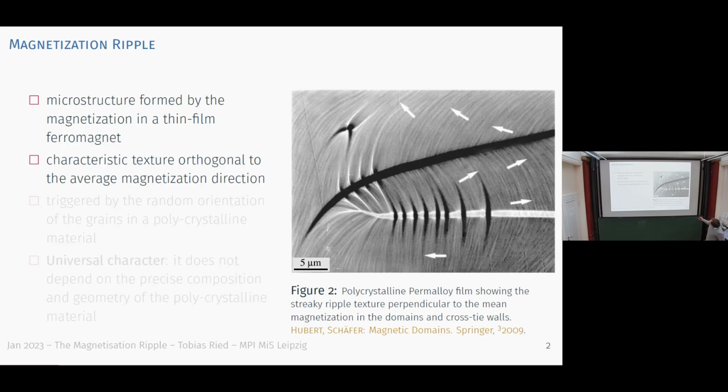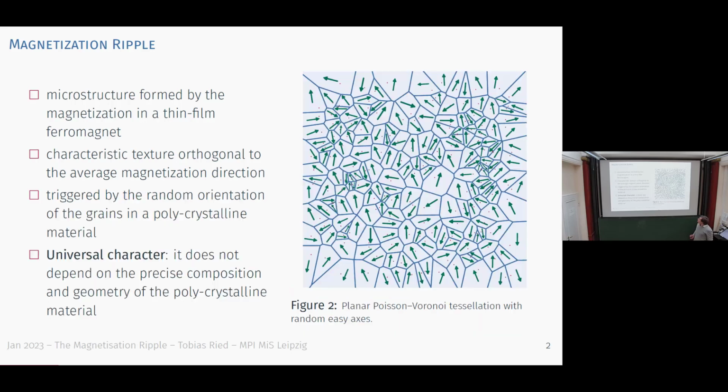In these pictures, it can actually be used to read off the main magnetization direction, because the ripple is a characteristic phenomenon which is always orthogonal to the average magnetization direction. From the point of view of where it comes from, it's triggered by the random orientation of the grains. We've seen some polycrystallinity already in the morning, so that's really the background of where the ripple comes from.